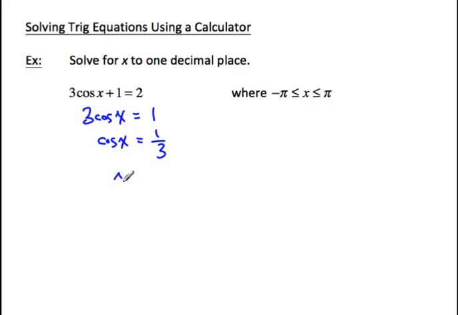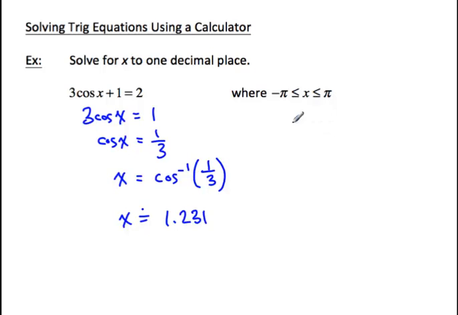Now we take the inverse cosine of both sides, and we get x is equal to cos inverse of 1 over 3. And here's why we need to use our calculator, because 1 over 3 is not a ratio from any of the special triangles, so we're not going to be able to use those. If we plug that into our calculator, we get that x is approximately equal to 1.231. And make sure your calculator's in radians, because the domain's given in radians, so your answer should be as well.